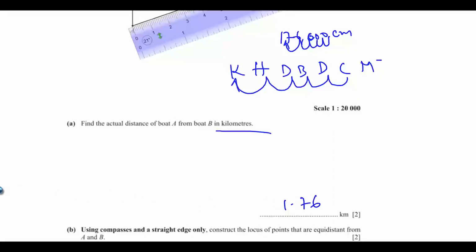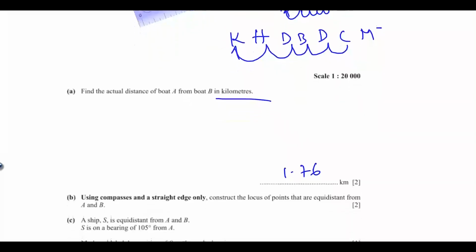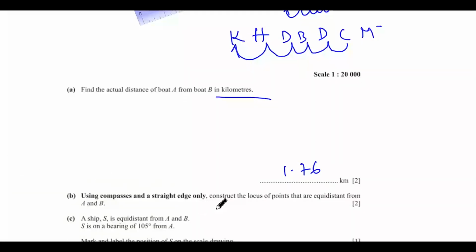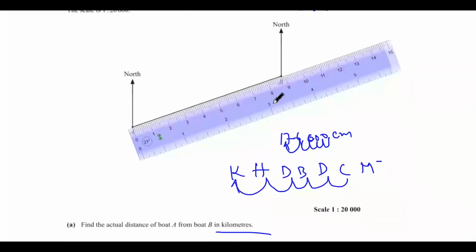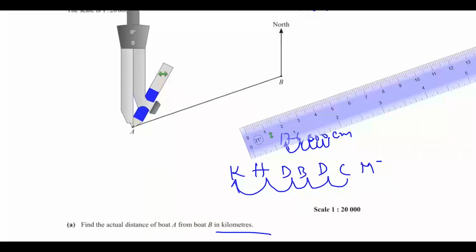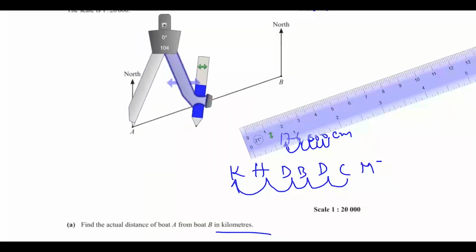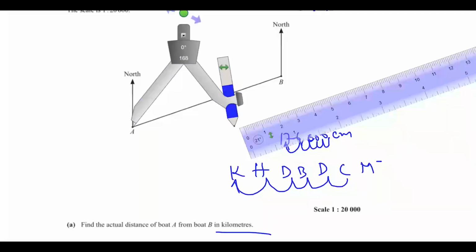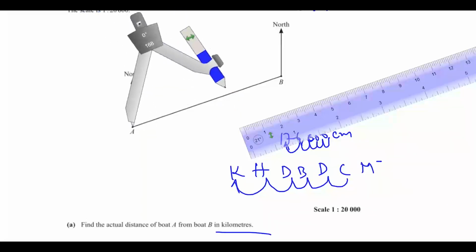Okay, so part B, using compasses and a straight edge only, construct the locus of points that are equidistant from A and B. So all we need to do is to draw the perpendicular bisector of length AB. So let's pick up a pair of compasses and bisect line AB accordingly. So take a radius of your choice, but the radius should be a little bit more than half of the length AB. Okay, so we are good to go.